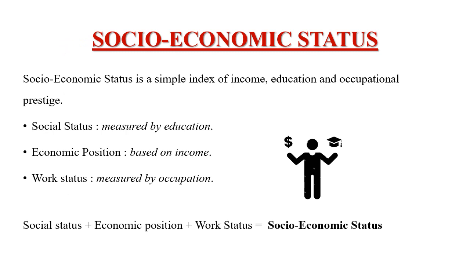So now, what is socioeconomic status? The socioeconomic status is a simple index of income, education and occupation prestige. So social status is measured by education, economic position by the income, and the work status by the occupation.